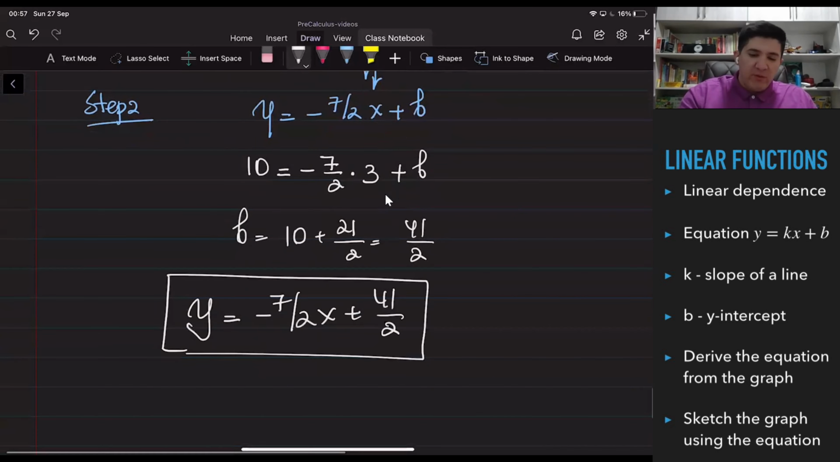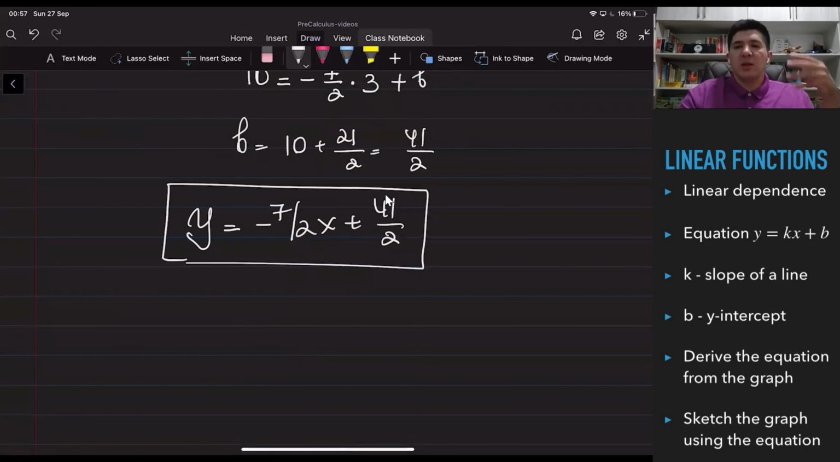So what we've talked about today. We talked about the linear dependency of the input and output. We talked about linear equations in general and their parameters, basically the slope and the y-intercept. We discussed how these parameters change the shape of the line. And also we discussed how to draw a line if you're given an equation and how to derive the equation if you are given the drawing of this line.